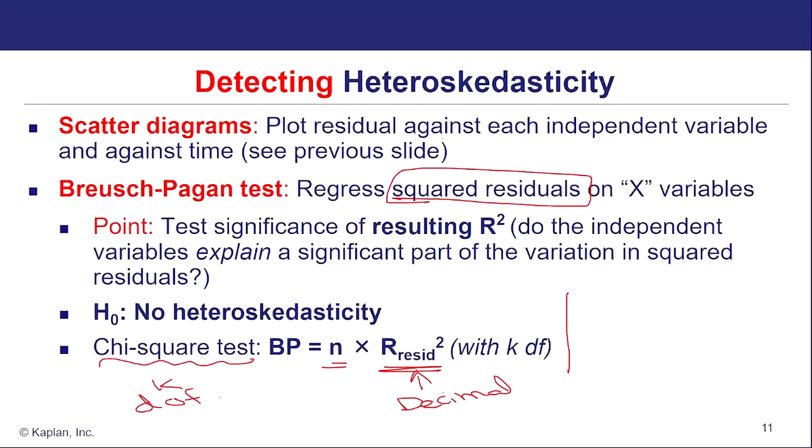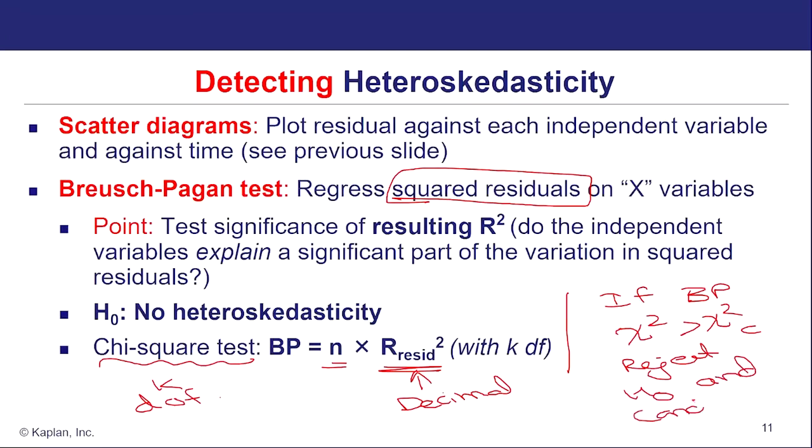And if your Breusch-Pagan chi-square statistic is greater than the critical chi-square, then you reject your null and conclude conditional heteroscedasticity. So your null hypothesis is no conditional heteroscedasticity. When the chi-square that you calculate is higher than the critical value, then you're going to say we have a problem with conditional heteroscedasticity. All right.